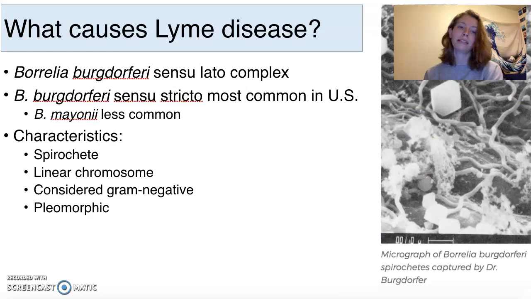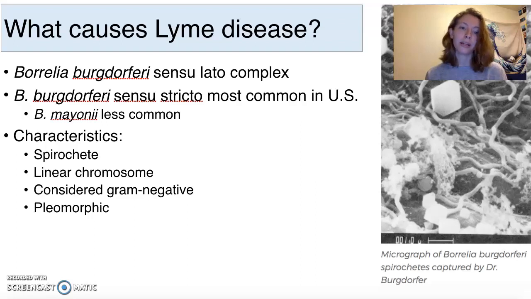So what causes Lyme disease? Members of the Borrelia burgdorferi sensu lato complex cause Lyme disease. There are about 18 members, and Borrelia burgdorferi sensu stricto is the most common species in the US that causes Lyme disease. A less common pathogen is B. mayonii, which was discovered in 2013.